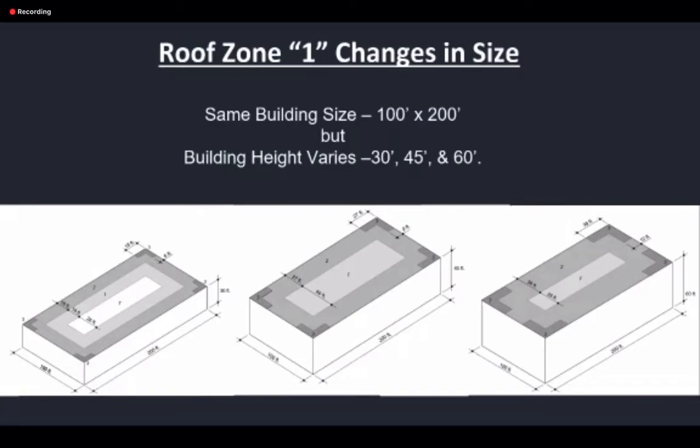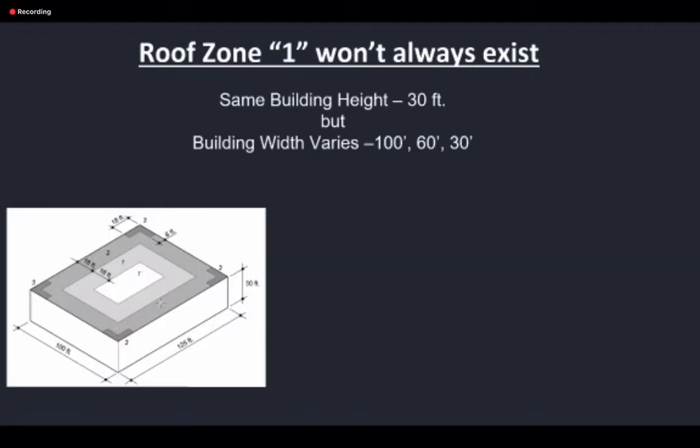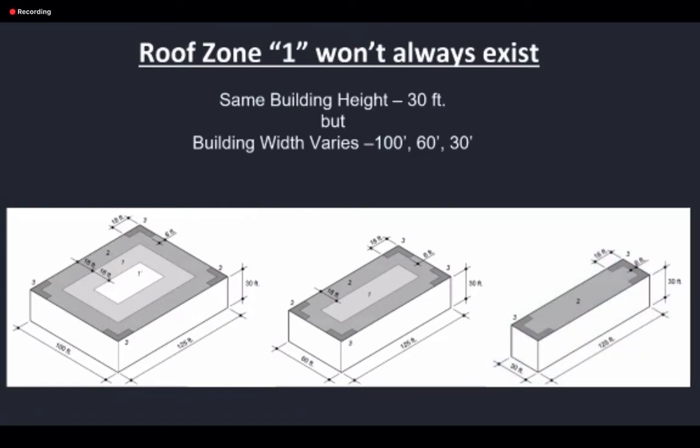Thank you. So we're going to take the opposite approach this time, and look at roof Zone 1, to see what happens when the building height stays consistent at 30 feet, but now the width of the building goes from 100 feet to 60 feet and then down to 30 feet. So the first one, 100 foot wide, 30 feet high, you have that Zone 1 Prime, Zone 1, Zone 2, pretty much the same example we've been looking at. But now we go to 60 feet wide, and you can see Zone 1 Prime is gone. And then we drop down to 30 feet wide, and Zone 1 is gone.